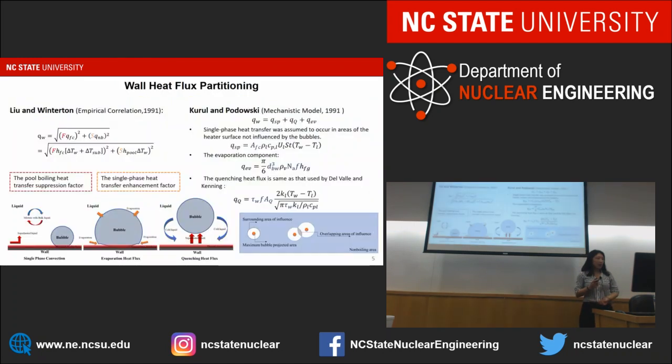And I want to use two examples to explain why we need this type of simulations. The first example is the wall heat flux partitioning. Wall heat flux partitioning model is one of the important model closures for the thermohydraulics calculations. It used to be calculated using the empirical correlation, as I'm showing here as an example.